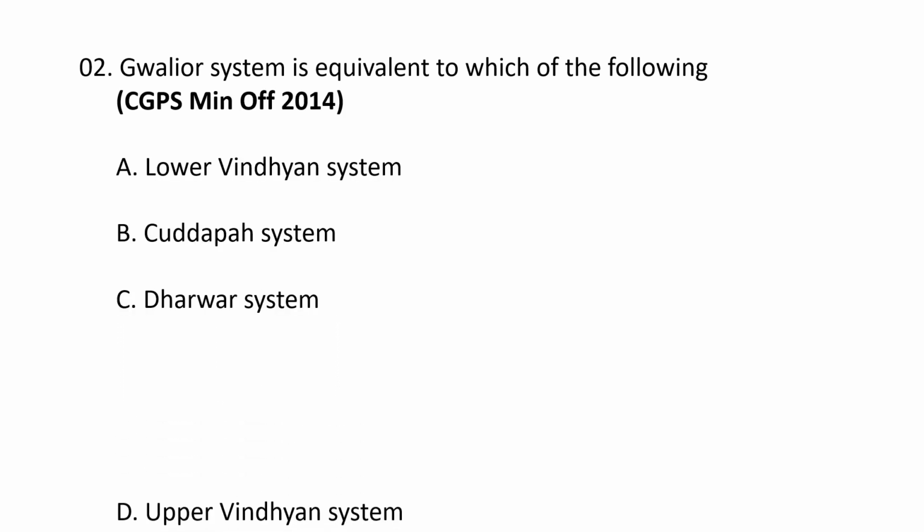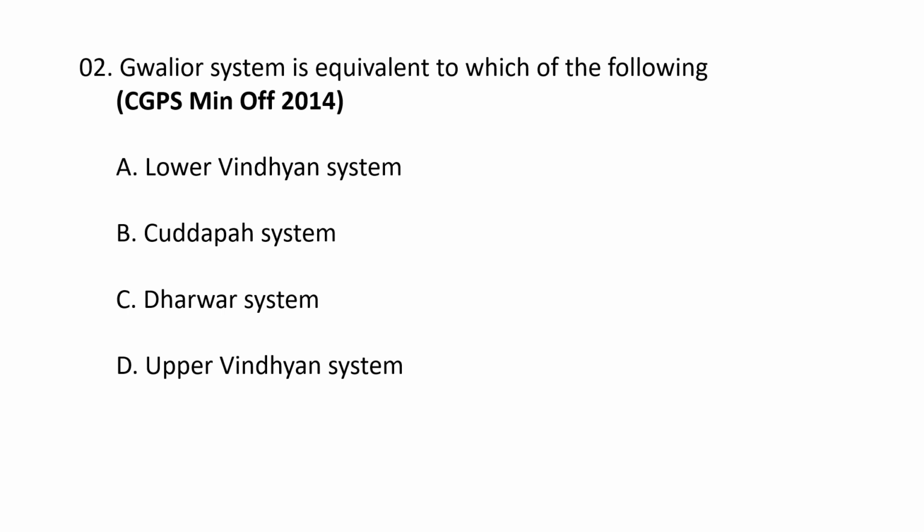A. Lower Vindhyan system, B. Kadapa system, C. Dharwar system and D. Upper Vindhyan system. Gwalior system is equivalent to Upper Vindhyan system. In terms of geological age and position, the Gwalior system is generally considered as equivalent to the Upper Vindhyan system, as both are sedimentary rock formations belonging to the Proterozoic era, and these are located in the central Indian region, with the Gwalior group often being seen as a part of the larger Vindhyan supergroup, meaning the Gwalior rocks are considered to be the younger upper section of the Vindhyan sequence. So D is the correct option.